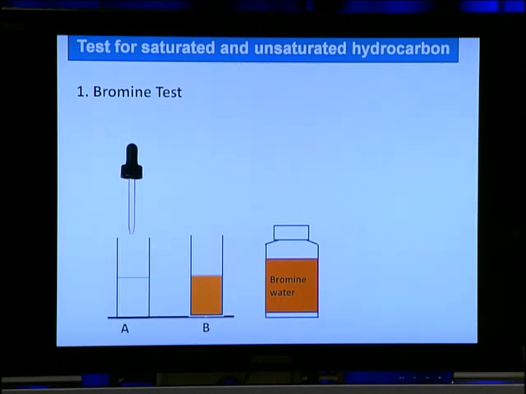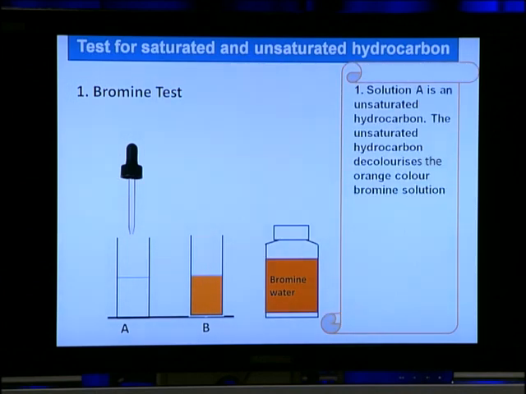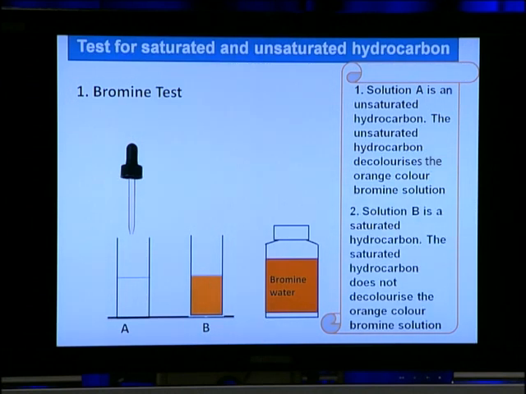So which one is unsaturated and which one is saturated? Let's find out. Yes, solution A is an unsaturated hydrocarbon because the unsaturated hydrocarbon decolorizes the orange color bromine solution. And on the other hand, solution B is a saturated hydrocarbon because the saturated hydrocarbon does not decolorize the orange color bromine solution. So this is how we test the saturated and unsaturated hydrocarbons using a bromine solution, called the bromine test.